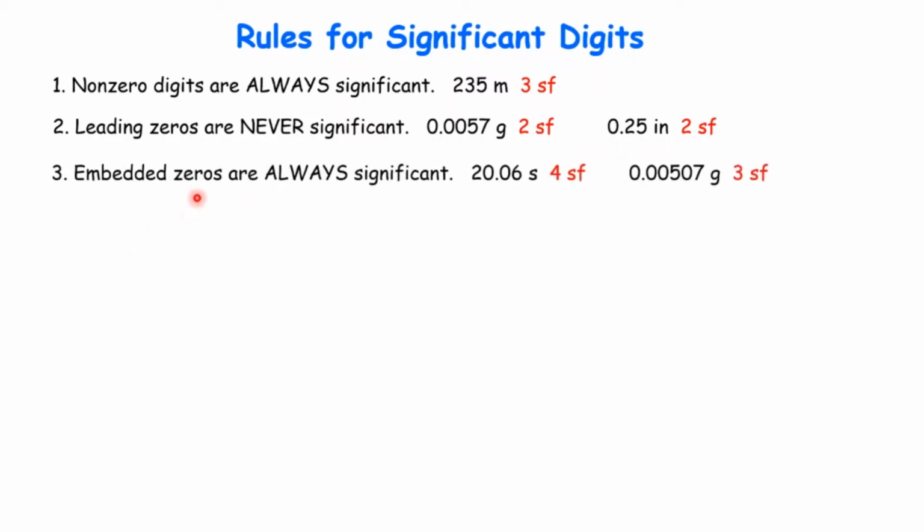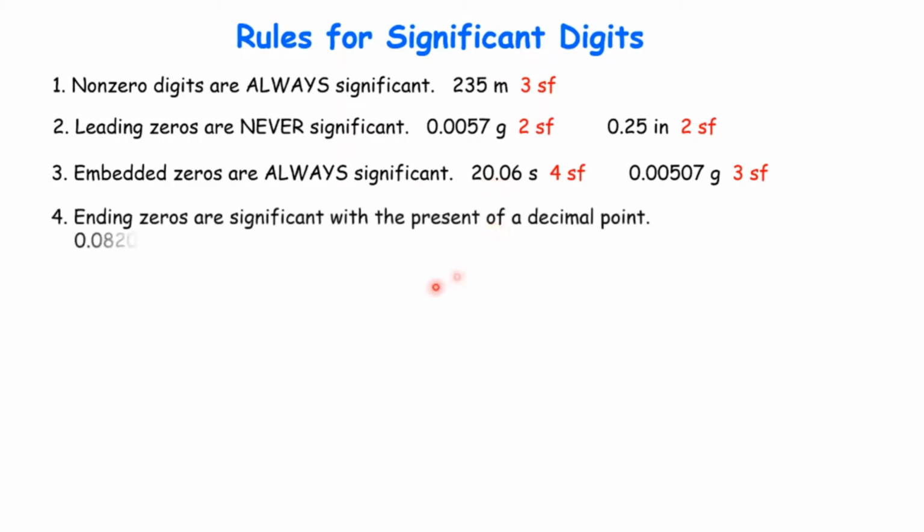Embedded zeros or captive zeros are always significant. In other words, we have to always count them. So that's why there are 4 sig figs in this measurement and 3 sig figs in this measurement, because this zero right here is significant, and those 2 zeros in the middle are significant.